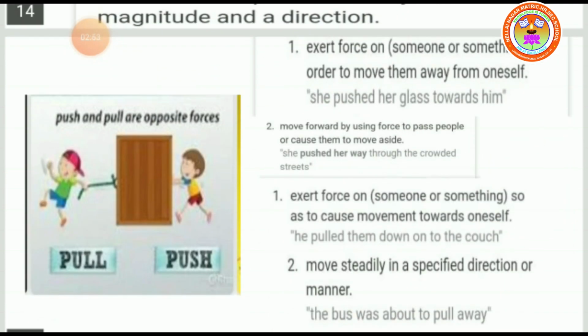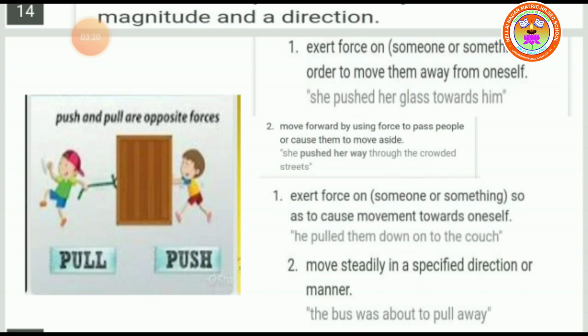You know very well the meaning of push. Yes, children, exert force on someone or something in order to move them away from oneself. That means she pushed her glass towards him. Move forward by using force to pass people or cause them to move aside.